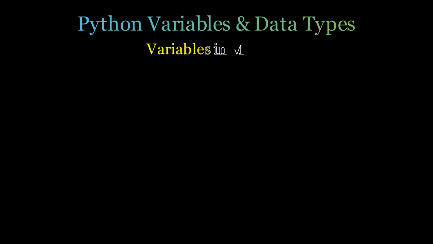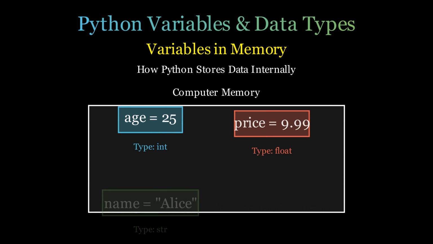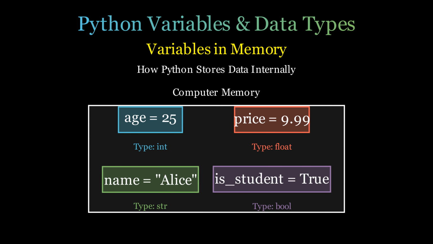To truly understand variables, we need to see how Python stores them in memory. Each variable is a reference to an object in memory. And Python's dynamic typing means a variable can reference different types of objects at different times. Here's a detailed view of how variables live in memory. Each variable has its own space storing both the value and its type.